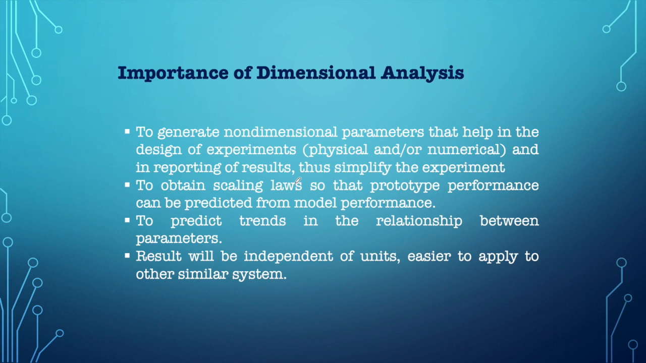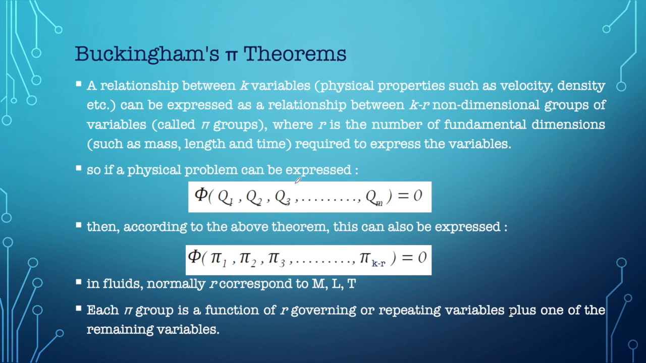Second, you may use the result from the dimensional analysis to obtain scaling laws. So for example, you've done a prototype and you want to fabricate your own equipment, then you may use dimensional analysis to scale up from your prototype design. Okay, next is to predict trends in the relationship between parameters. And the last one is that the result will be independent of unit, easier to apply to other similar systems. If you get the dimensional analysis result, then you can apply that result to other similar systems.